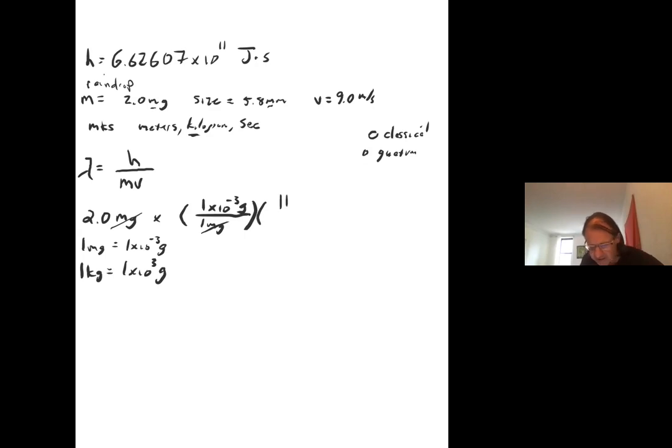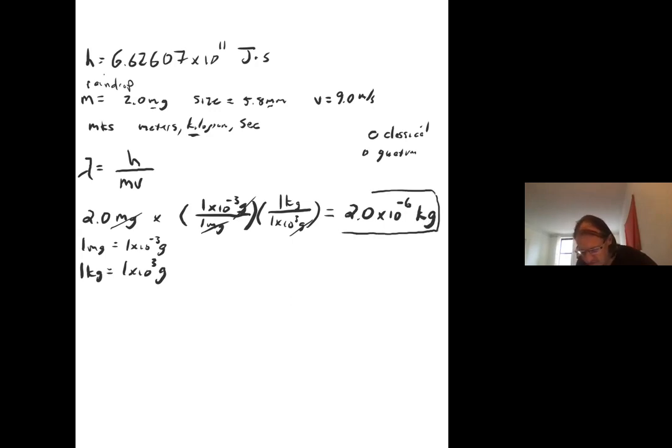But now I'm just going to write the second one too. I'm going to put 1 kilogram is 1 times 10 to the 3 grams, and that will get rid of the grams. So I'm just going to do those 2 steps in one. You're multiplying by 10 to the minus 3, and then dividing by 10 to the 3. So you get 2.0 times 10 to the minus 6 kilograms. Okay, so there's your kilograms.